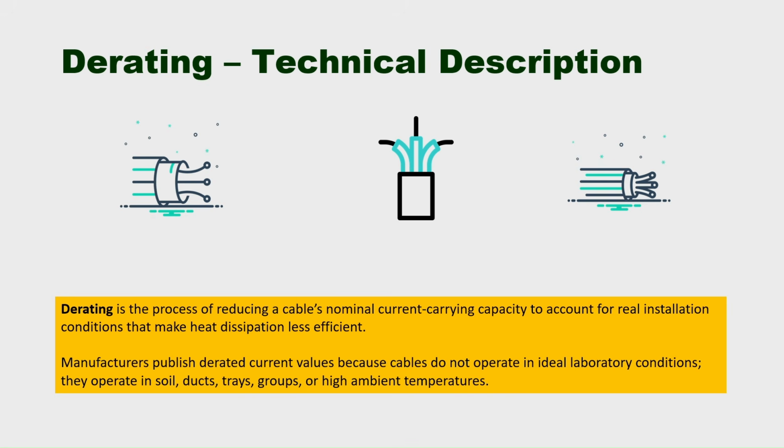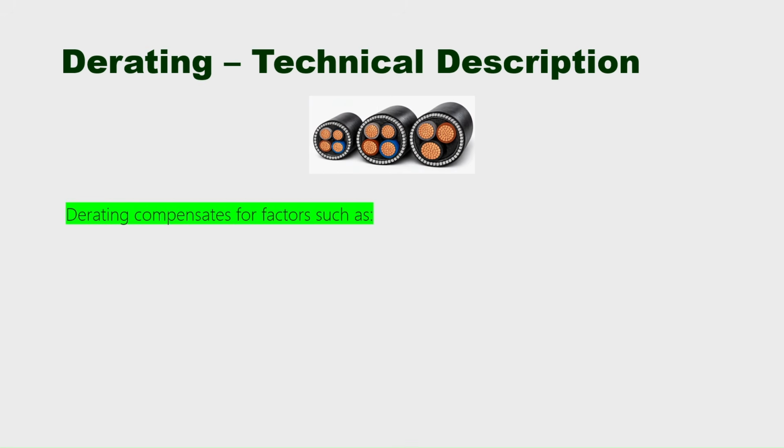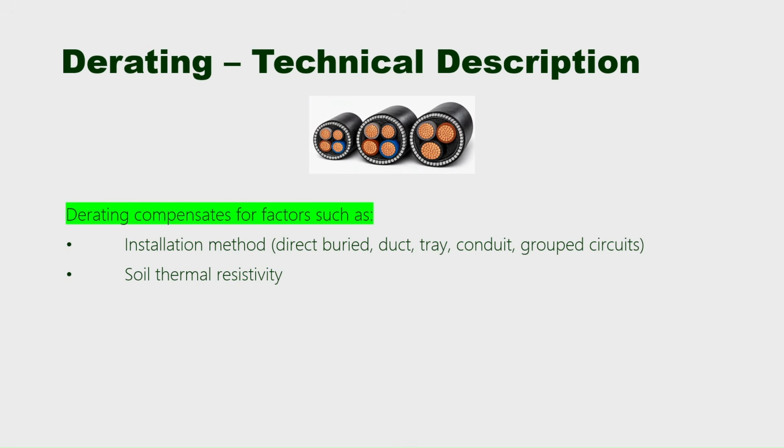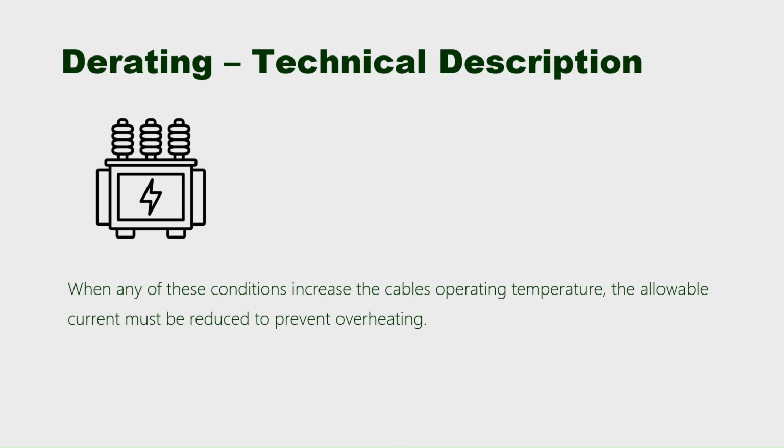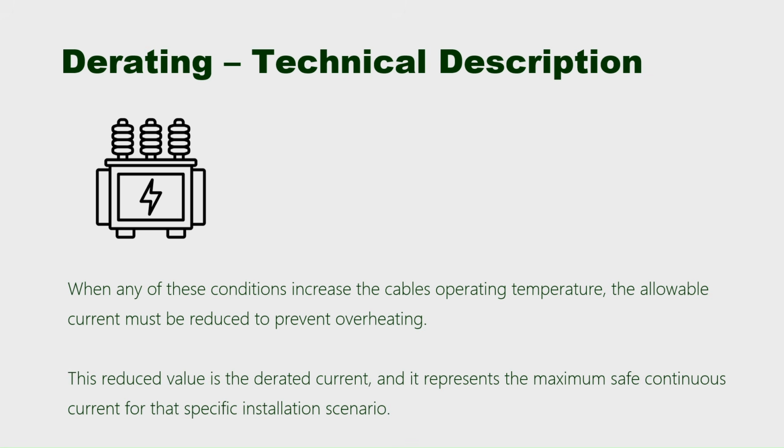Derating compensates for factors such as installation method (direct buried, duct, tray, conduit), grouped circuits, soil thermal resistivity, ambient temperature, depth of installation, number of circuits in proximity, thermal insulation or restricted airflow. When any of these conditions increase the cable's operating temperature, the allowable current must be reduced to prevent overheating. This reduced value is the derated current, and it represents the maximum safe continuous current for that specific installation scenario.